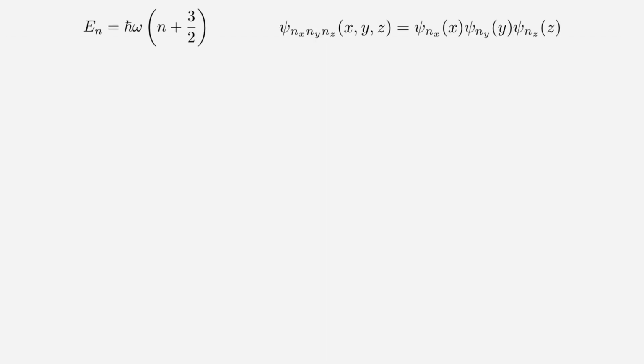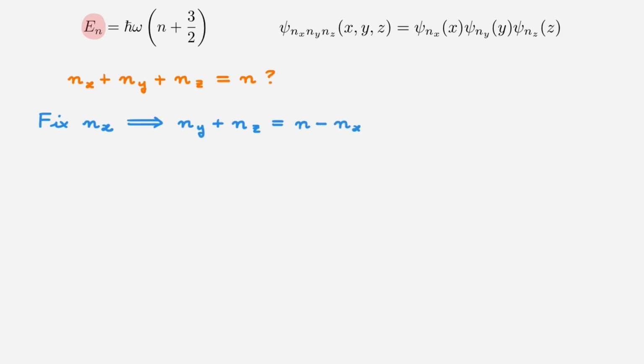So let's finish by generalizing these results. What is the degeneracy of a general energy eigenvalue En? We need to figure out how many triplets nx, ny, and nz are such that their sum is equal to n. To figure it out, let's first fix nx. Then ny plus nz must be equal to n minus nx. How many choices do we have for ny and nz?